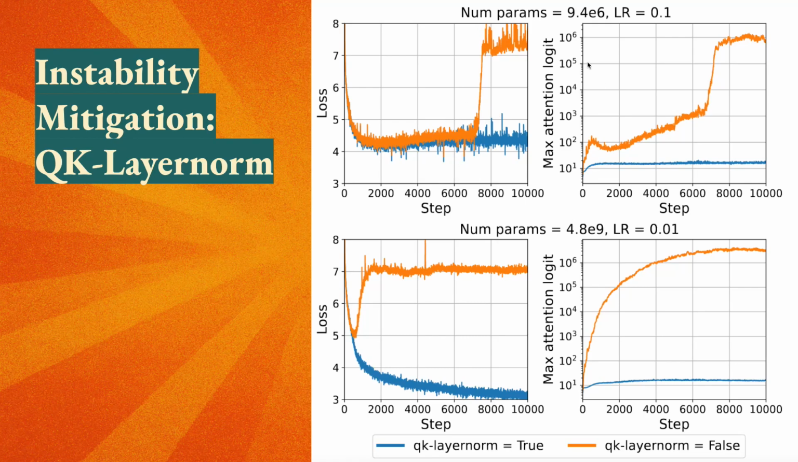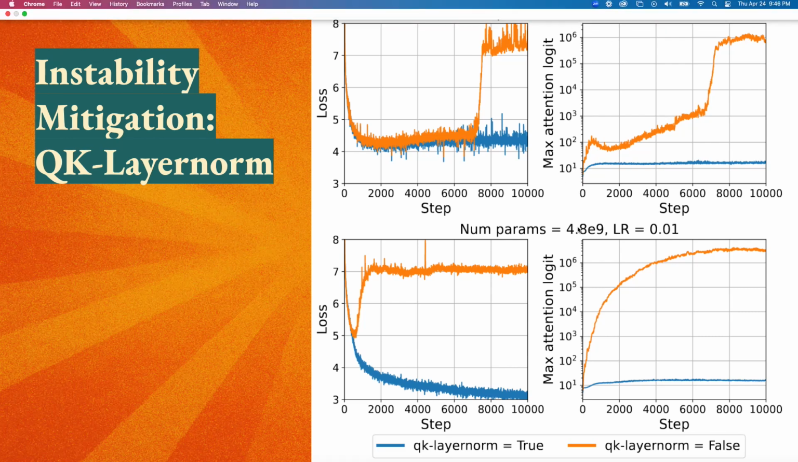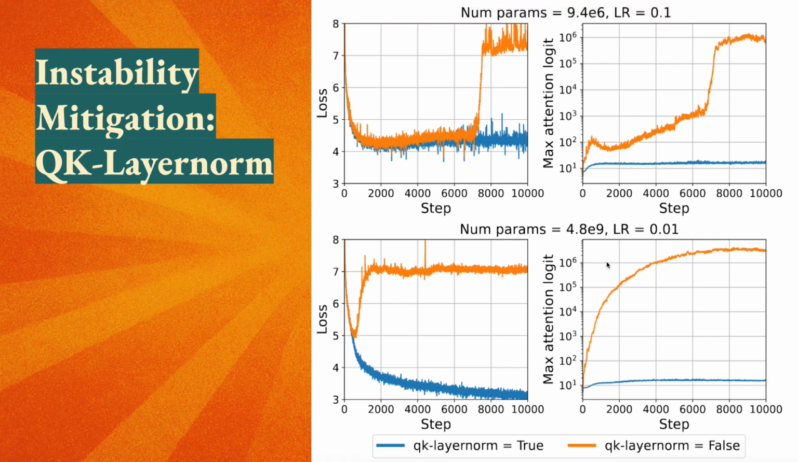We see this behavior in a 9 million parameter model as well as a 4 billion parameter model. So again, this is an example of how small scale models exhibit the same instabilities and mitigations as large scale models do. The difference is the small scale model in this case, we observe this phenomenon at a learning rate of 0.1, whereas in a large scale model, we observe it at a learning rate of 0.01. But the idea is that we can still detect these things at a small scale.